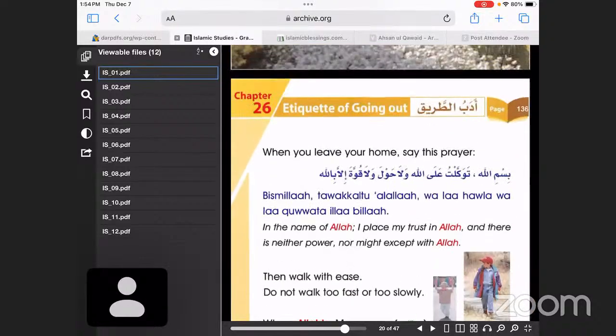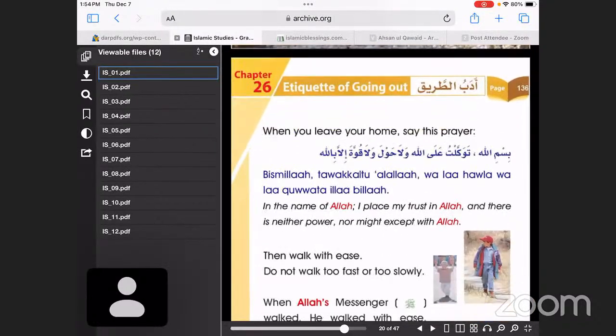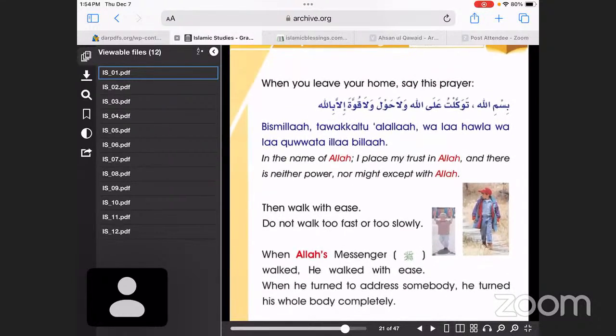So these are some etiquettes of going out. When we leave home, just read the dua before leaving: Bismillahi tawakkaltu ala Allah wa la hawla wa la quwwata illa billah, and step out in the name of Allah. Okay, and just walk.